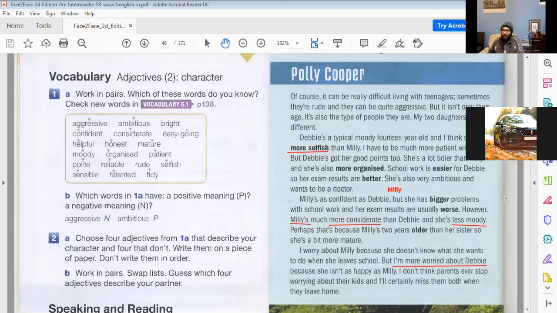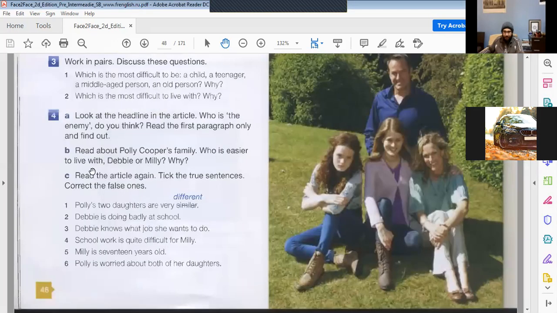So that's correct. These are some of the good things about Debbie. All right, let's check the next question. So we've completed question C. Now we have true or false.